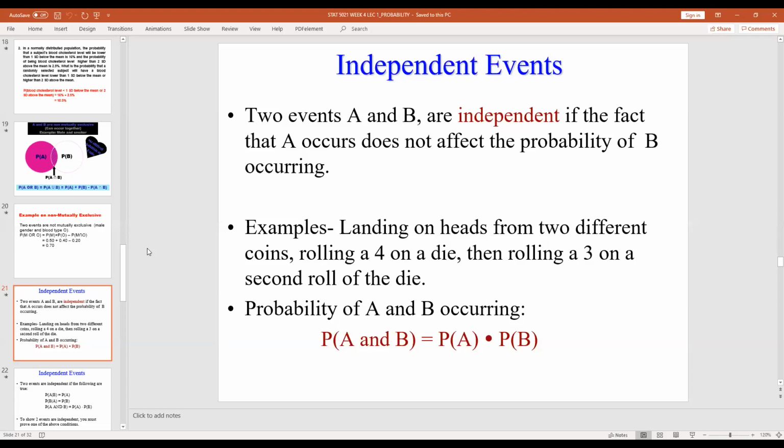And you know what? In a situation where that occurs, that attracts a multiplication rule. It means I need to multiply the probabilities of the two events. I can only multiply the probability of the two events if and only if the events can occur together. And that was why I gave an example: landing on head from two different coins, rolling a 4 on a die, then rolling a 3 on the second roll of a die. So those can occur together, and that will attract the multiplication rule.